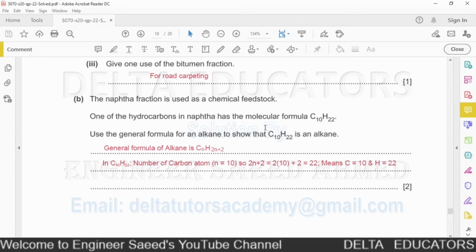Here it is given C10H22. So this one is an alkane because it satisfies the general formula of alkane. So here we have to write general formula of alkanes is CnH2n plus 2. In C10H22 number of carbon atoms means value of n is 10. So 2n plus 2 means 2 multiplied by 10 plus 2, it is 22. Here we have 10 carbon and we have total 22 hydrogen.